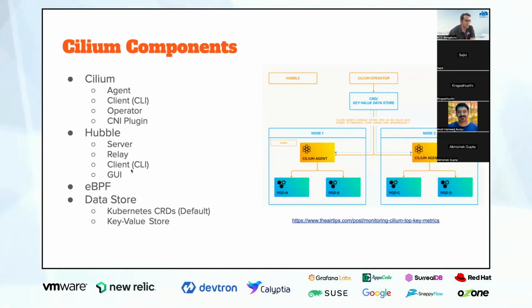And then the UI as well, using which we can look at the entire flow, how the traffic is going from A to B, which namespace and all that stuff. So we'll see that as well. And we know about eBPF already. And then we have the data store, which I mentioned already. That is the state of the Cilium images, which needs to be stored at a central place.